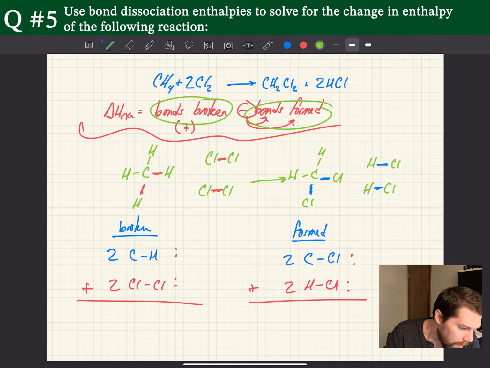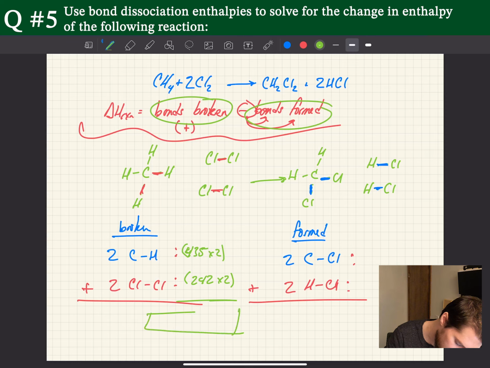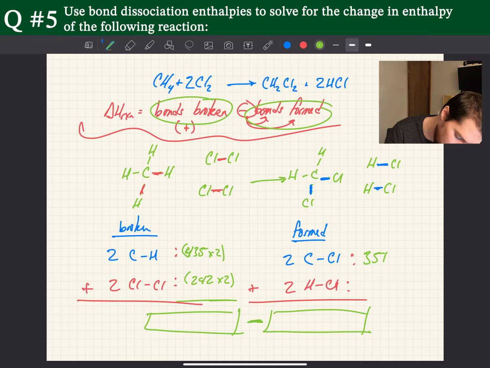So the bond dissociation enthalpy for the CH, that is 435 times 2. Chlorines, we have 242, and that's times 2 bonds as well. So whatever that is going to add up to down here, and I'm going to subtract whatever this adds up to down here. So the carbon chlorine, that's going to be 351 times 2. And the hydrogen chlorine, that's 431 times 2. So you can use whatever strategy works for you. What I'm doing right now works for my brain.